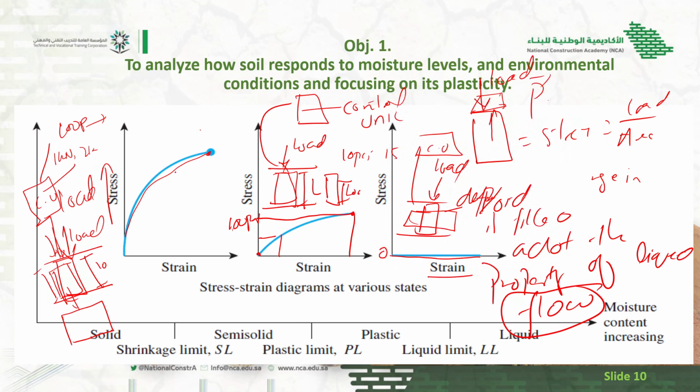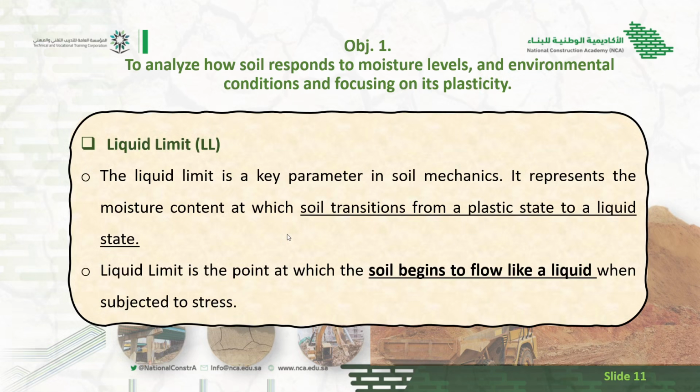So these are the stress and strain diagrams used for the shrinkage limit, plastic limit and liquid limit, or this type of soil. It is important, as this type of diagram may come in the exam. This diagram represents which limit or which stage of the soil. You should know about this. So this is the liquid limit. Liquid limit is a key parameter of soil mechanics. It represents the moisture content at which soil changes from plastic state to liquid state. Liquid state is the point at which soil begins to flow like a liquid. We have discussed this in detail, so you can read it by yourself.